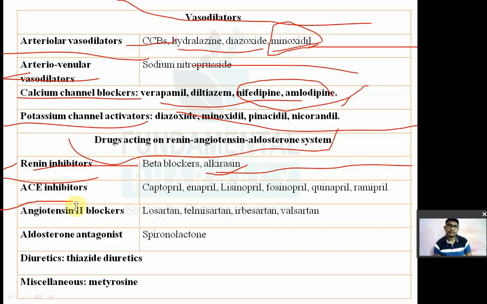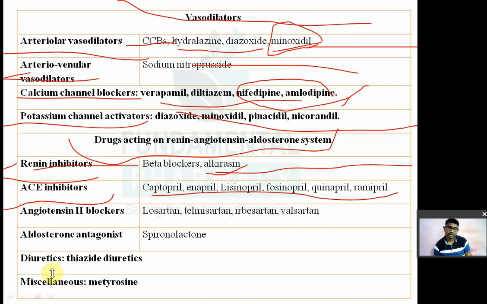The next one is ACE inhibitors, angiotensin converting enzyme inhibitors: captopril, enalapril, lisinopril, fosinopril, quinapril, ramipril. Beta blockers are propranolol, atenolol, bisoprolol, labetalol, carvedilol, these are the beta blockers. Prazosin, terazosin, doxazosin, phentolamine, indoramine, all these are the alpha blockers. Captopril, enalapril, lisinopril, fosinopril, quinapril, these are the ACE inhibitors.